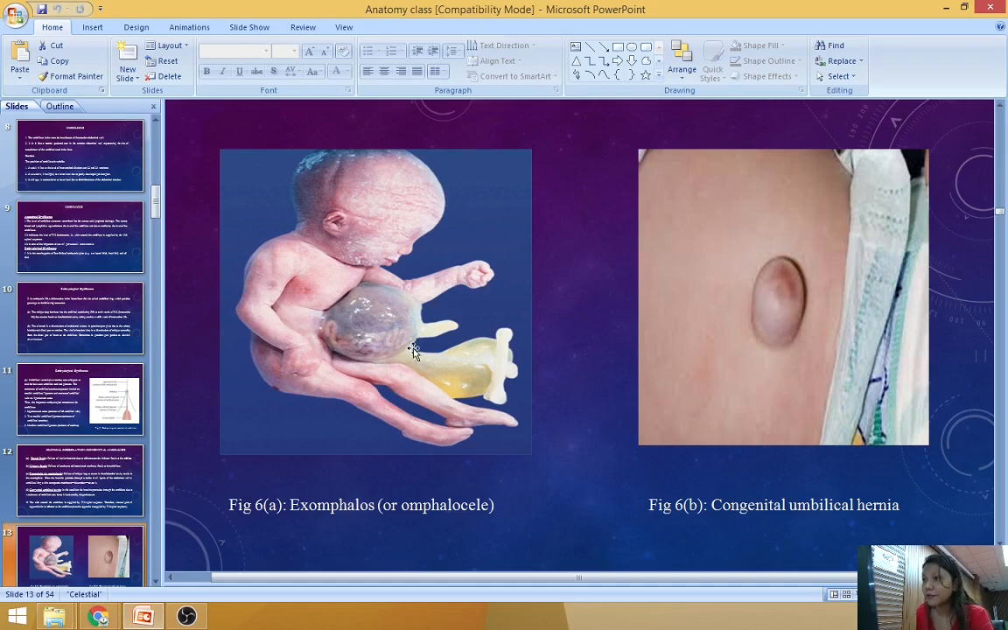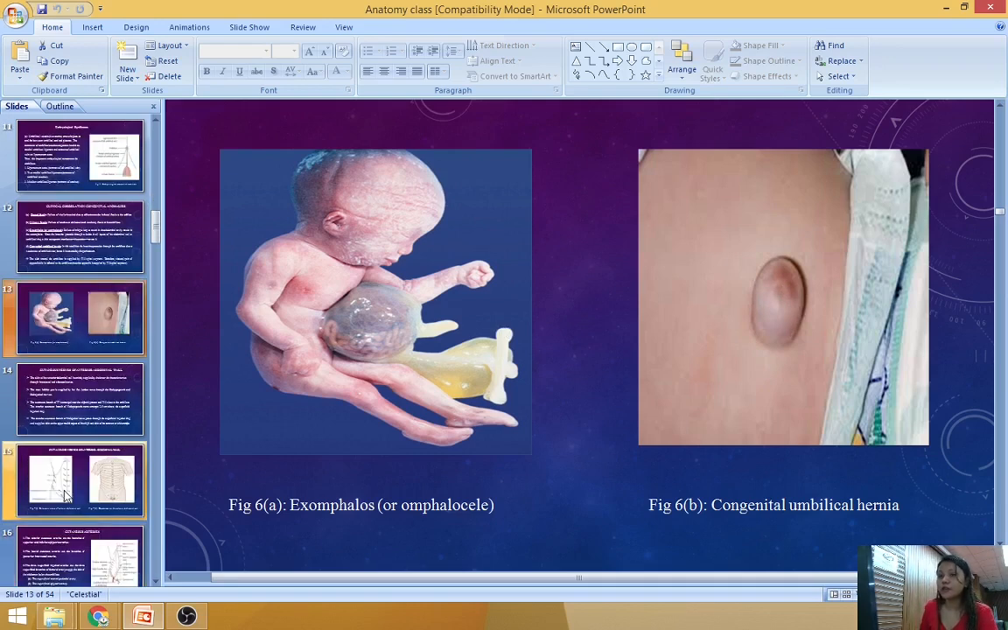Okay, this is the amnion which is covering the loop of intestine. So in omphalocele, the midgut loop comes out and it is covered by a layer of amnion. But in congenital umbilical hernia, the midgut loop protrudes to the umbilical scar, but it is covered by peritoneum and skin. So this is the difference between the two.